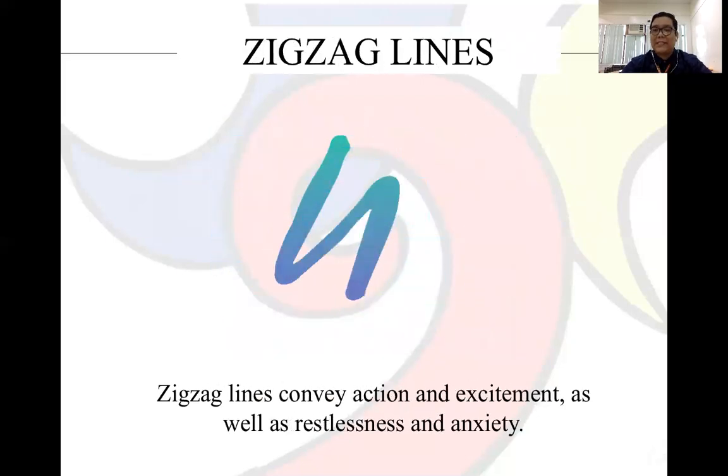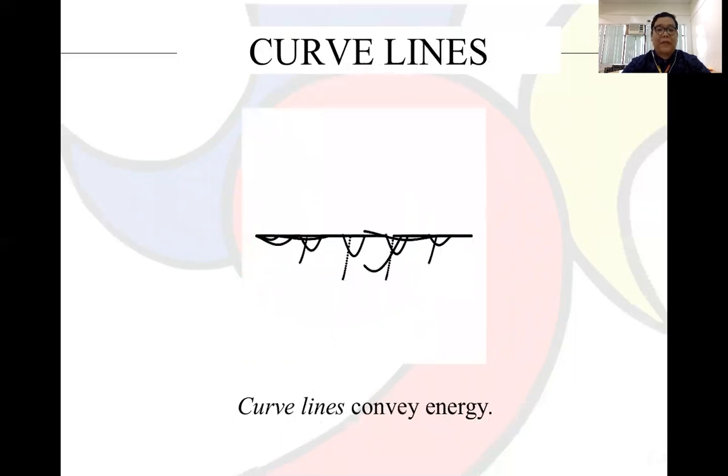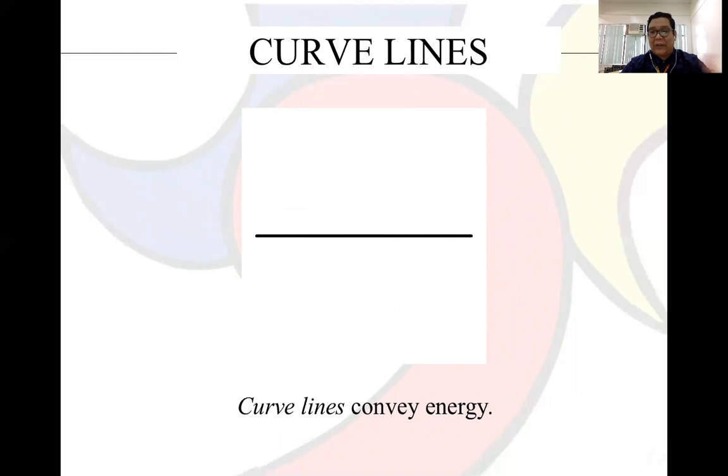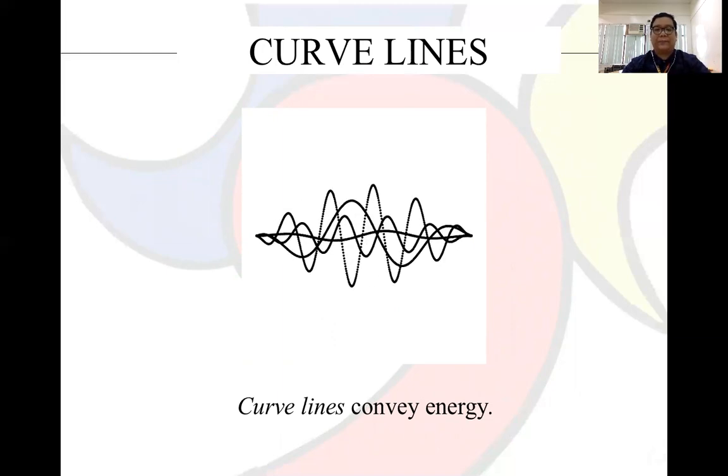We also have zigzag lines. They convey action and excitement, meaning they suggest movement. But they also show restlessness and anxiety or uncertainty. You also have curved lines, which convey energy or life. The more curved lines there are in a specific masterpiece, the more life or energy is injected into it.